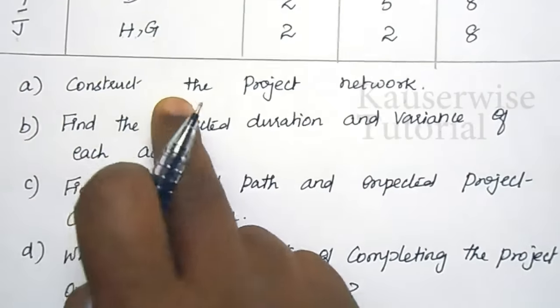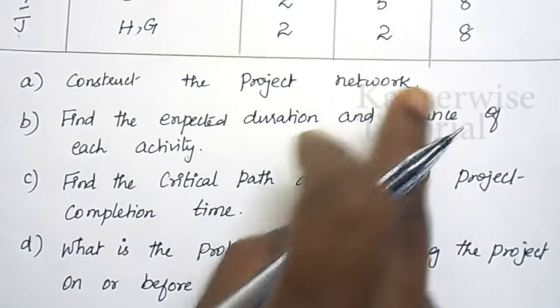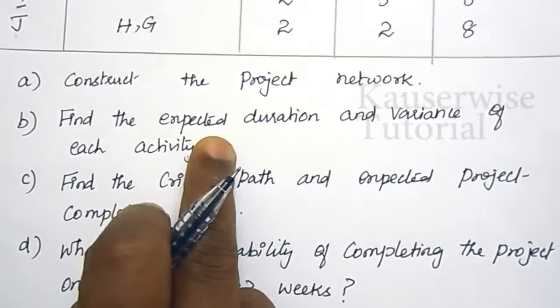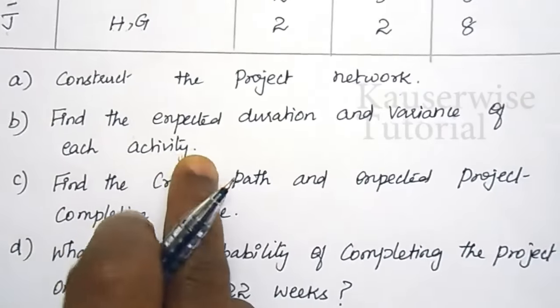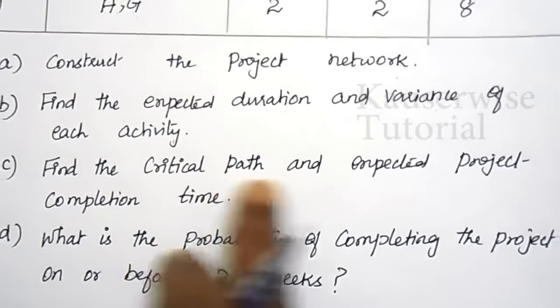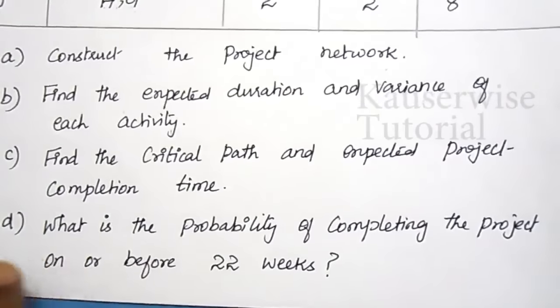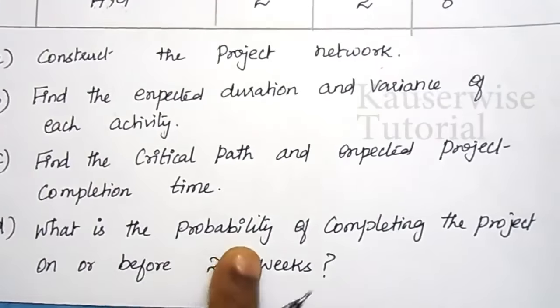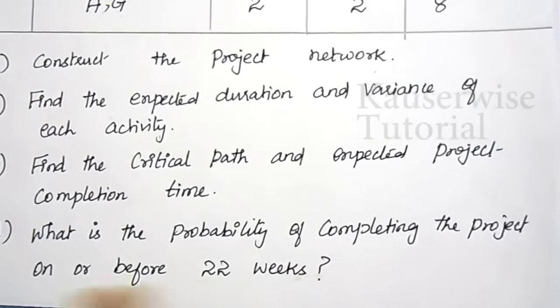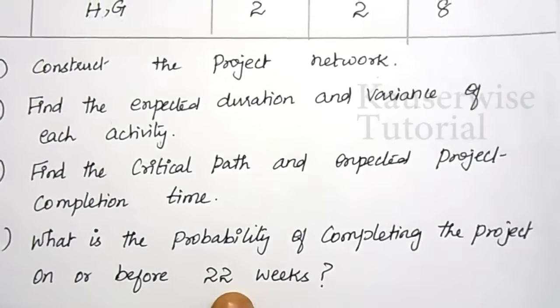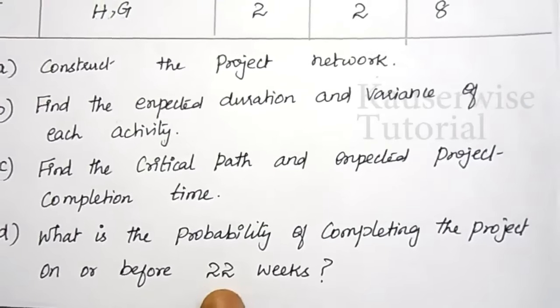The first one is we have constructed the project network and we have got the expected duration time and variance of each activity, and we have got the critical path and expected project completion time. Now we need to find the fourth one, that is, what is the probability of completing the project on or before 22 weeks? Let us see the calculation for this.